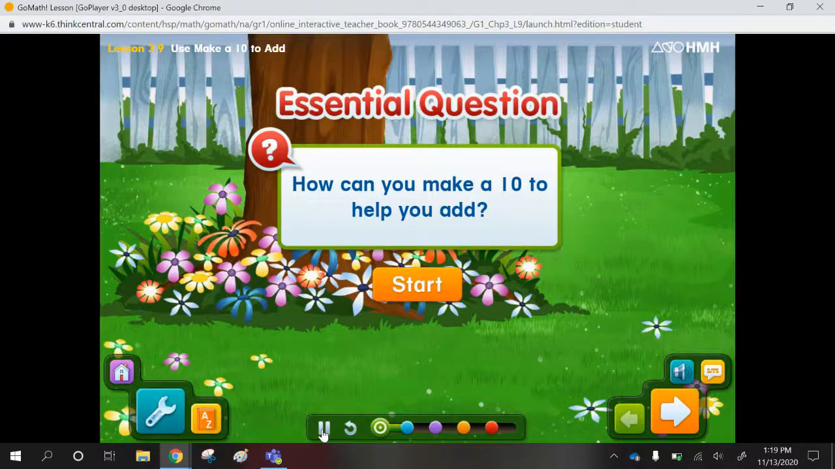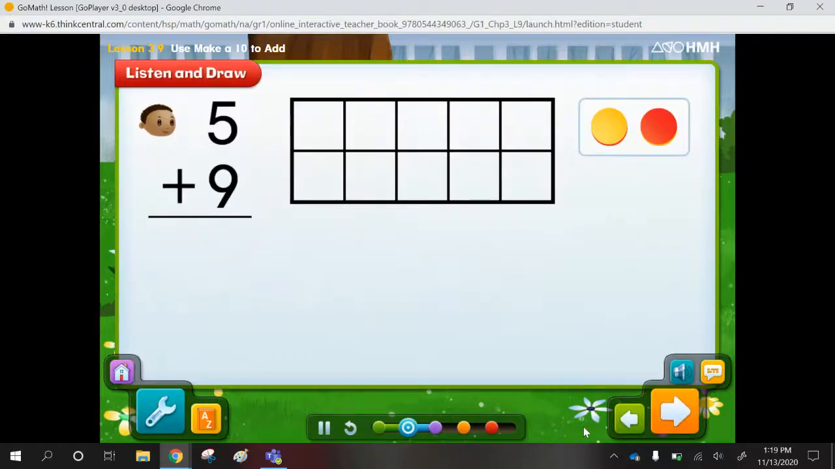How can you make a 10 to help you add? Sean has 5 red blocks and 9 blue blocks. How many blocks does he have? We can model this problem with counters on the 10 frame. The add-ins are 5 and 9. 9 is the greater add-in, so use red counters inside the 10 frame to show 9.